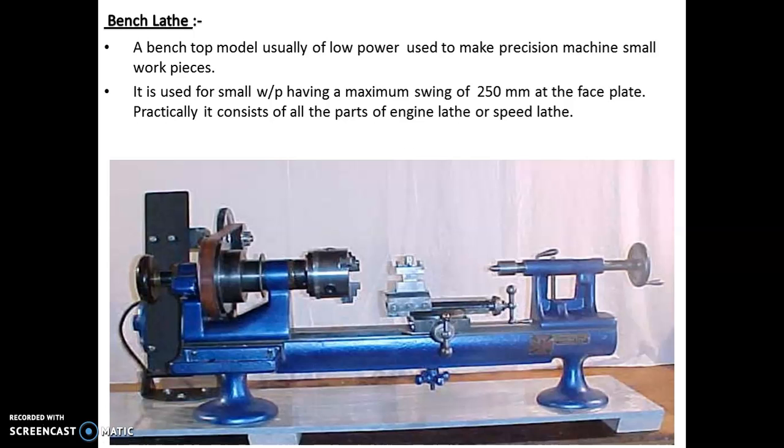Then next is the bench lathe, because such lathes are mounted on benches, due to which it is called the bench lathe. It is generally a low power machine used to make precise components of workpieces. The workpiece, which is held in the jaws, has a swing of 250 mm diameter at the face plate. Bench lathes in most cases are complete like larger lathes but are smaller and lighter.